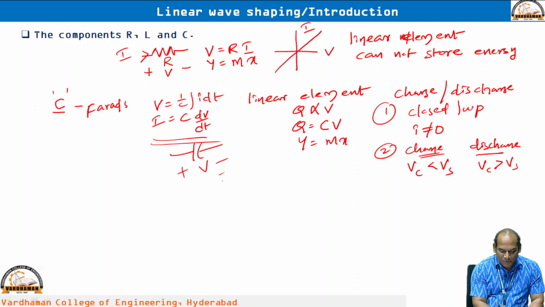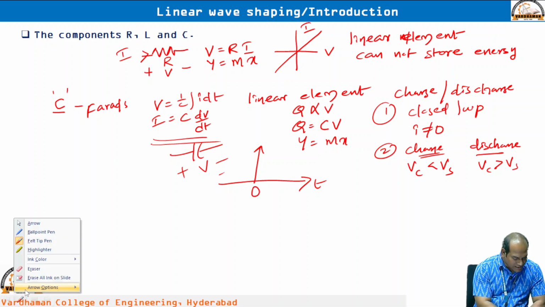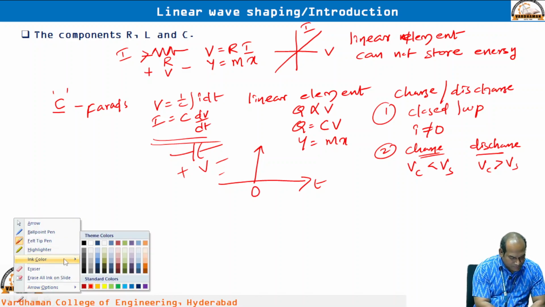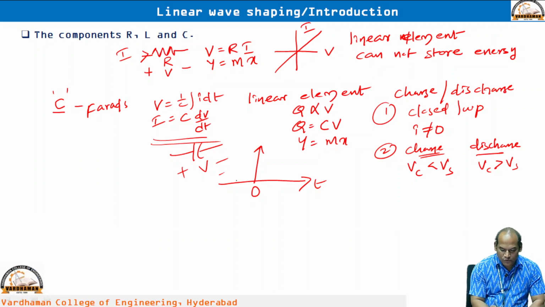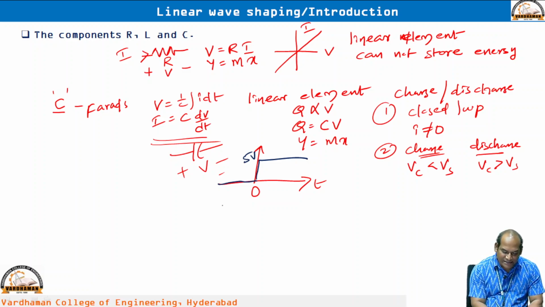For example, I have applied a step voltage. This is the time axis, and here I am taking a certain amount of voltage, and the voltage is suddenly increased from 0 volts to 5 volts like this at t is equal to 0. So, you have applied this voltage to the capacitor, then what will happen? Here current is equal to C into dV by dt, so I am calculating dV by dt.